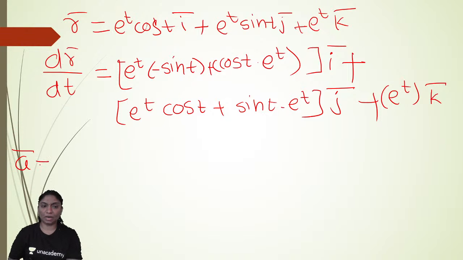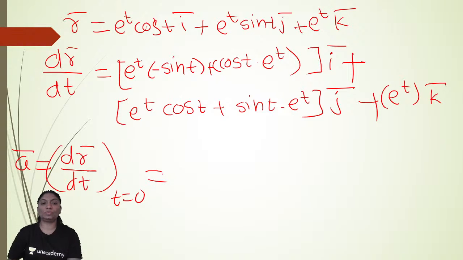What is your vector a bar? a bar is equal to dr bar by dt at t equal to 0. Okay, so put t equal to 0. sin 0 is 0, so this term becomes 0. cos 0 is 1, e raised to 0 is 1. So here is 1, so you will get i bar only.